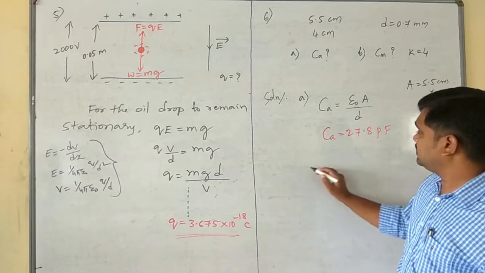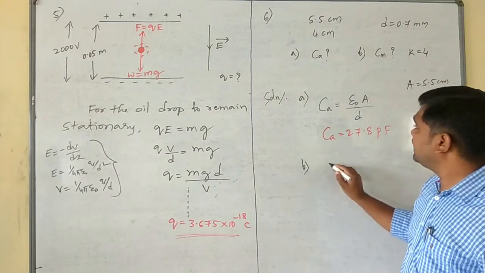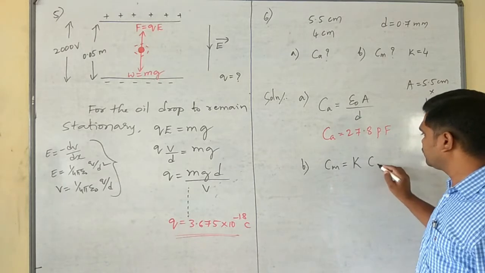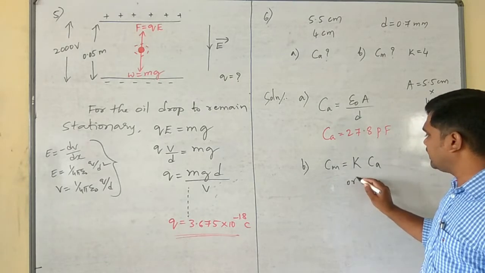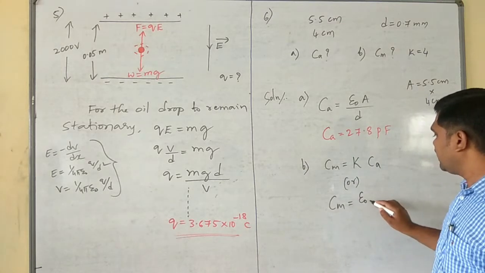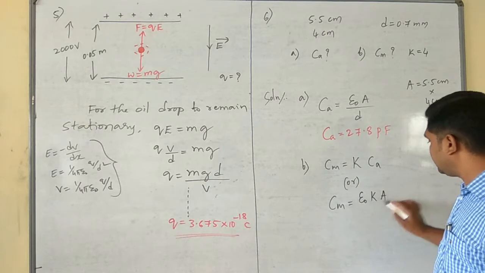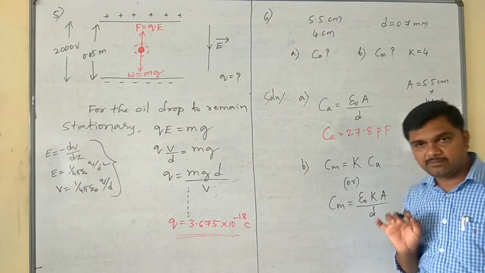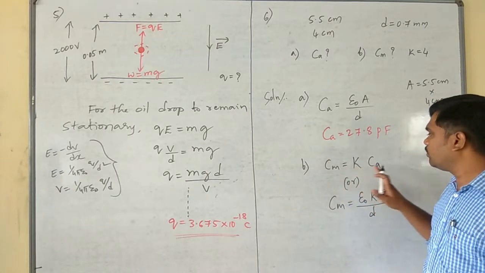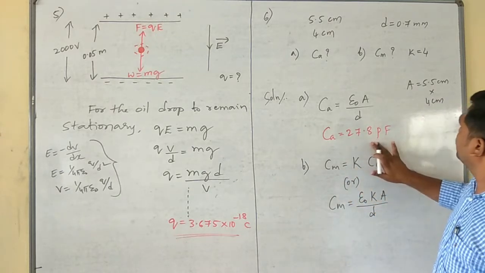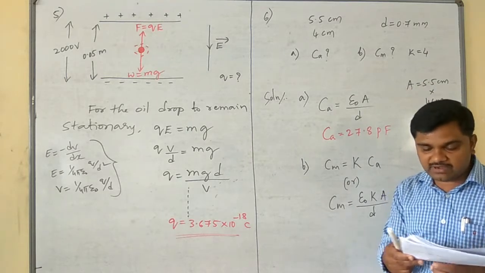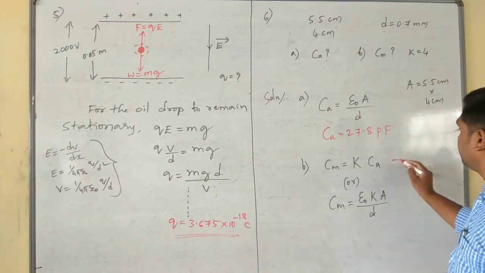In the second case, we can answer directly. Cm is equal to K times Ca. Otherwise, you can also take Cm is equal to epsilon naught K A divided by D. You can use either formula, but this one is simple: Cm is equal to K times Ca. Multiplying the value by 4, we get 111.2 picofarad.